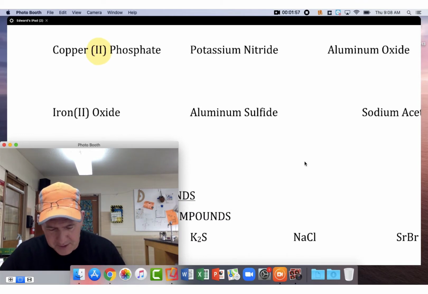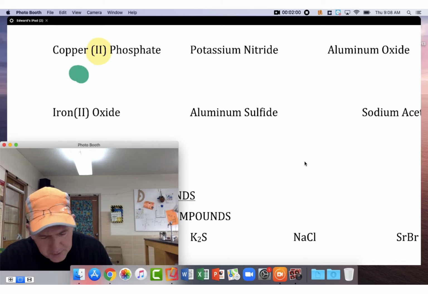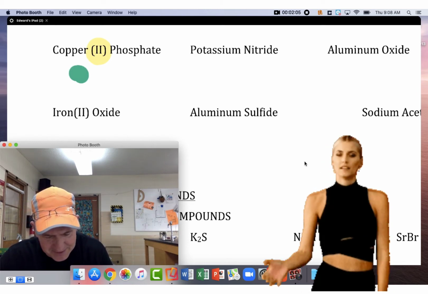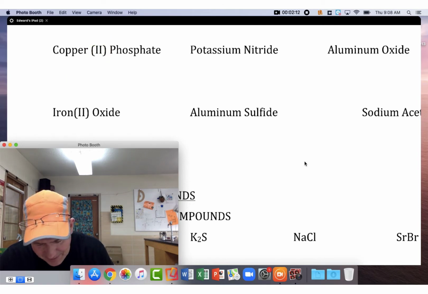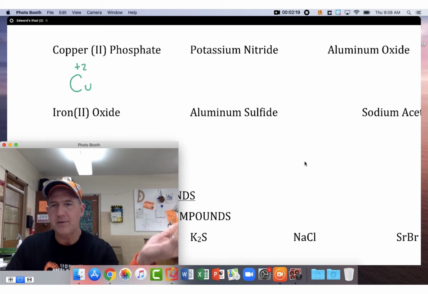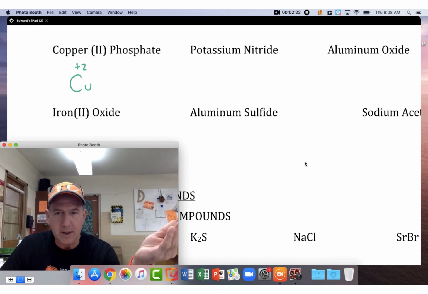So we're going to write the symbol for copper, which was Cu. Let's change the size of that font. Okay, let me try to erase that. There we go. So we have copper, which is Cu, and it was +2. Write that +2 right above there because you're going to need that for the crisscross coming in a little bit. So make sure you write that up there.